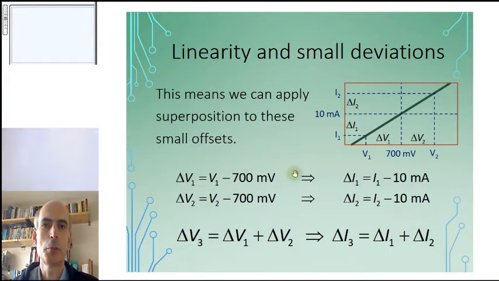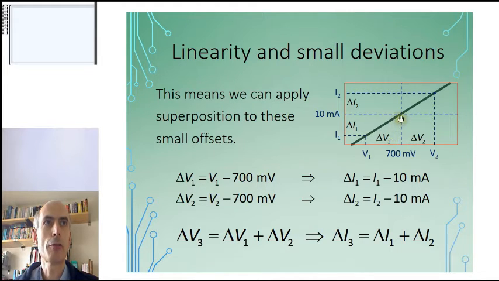And then we can apply superposition. For example, supposing I had two components which were changing the voltage across this diode. One of them causes a change in voltage of delta V1 from the operating point, 700 millivolts, down to V1. I'm writing that change as delta V1. Delta V1 is negative in this case because V1 is smaller than 700 millivolts. And another source in the circuit which was causing a change in the voltage from 700 millivolts up to V2. I could represent that change in voltage as delta V2.